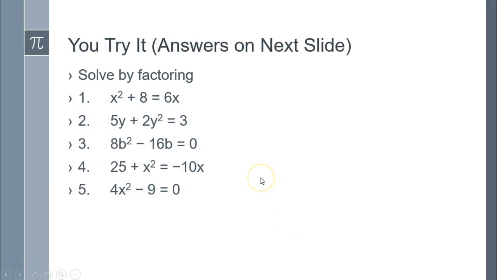Okay, so here's some for you to try. Remember, you're going to make one side 0 first, look for a common factor, and then complete your factoring. Shut the video down in a moment and check your answers on the next slide. When you come back, we'll go over them. Okay, so go to work.